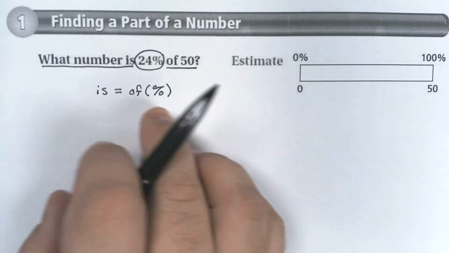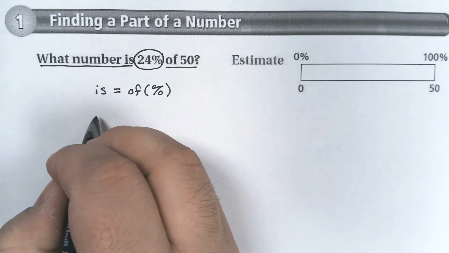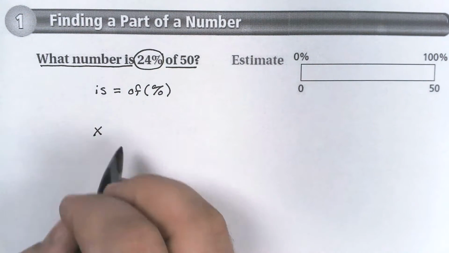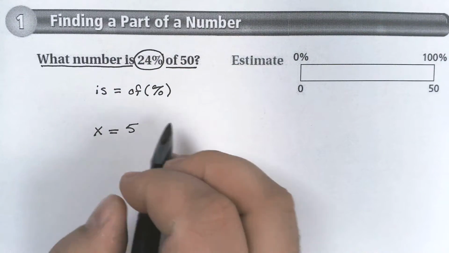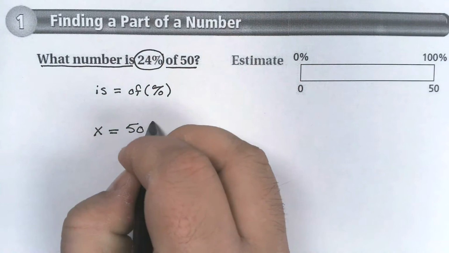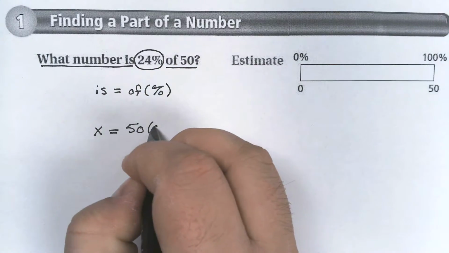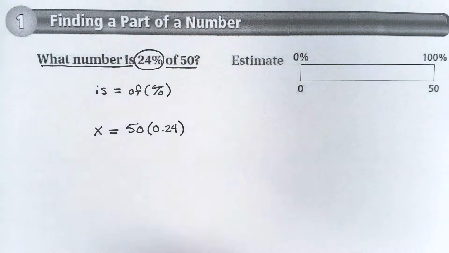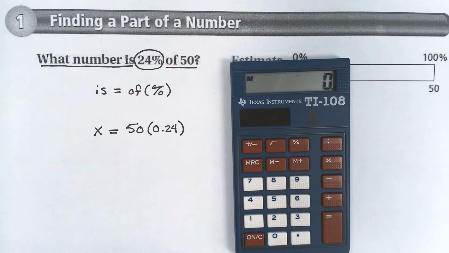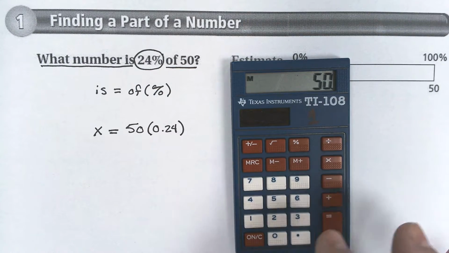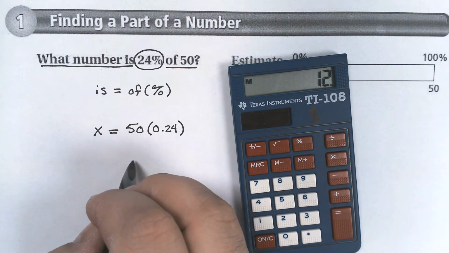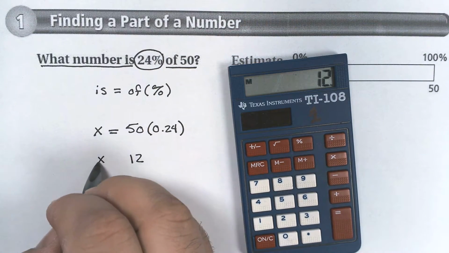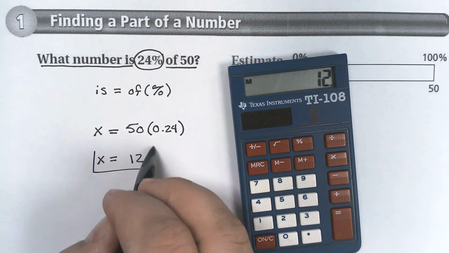So what I'm going to do is substitute. I don't know what is, so I'm going to put a variable. I like to use x. Of, we know, is 50. And our percent is not 24, it's 0.24. So when I go to find the answer here, I'm going to take out my calculator and take 50 times 0.24. I'm going to find out that it's 12. And this is my final answer.